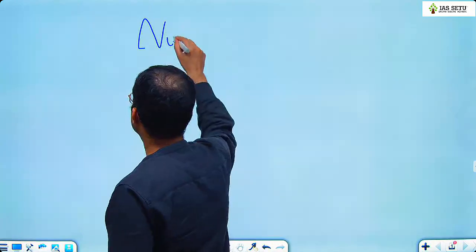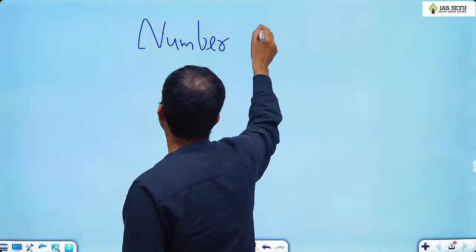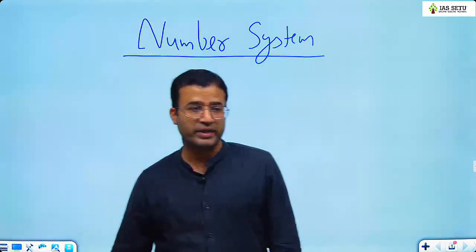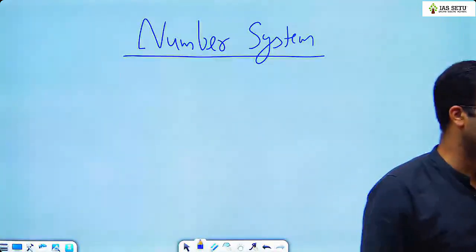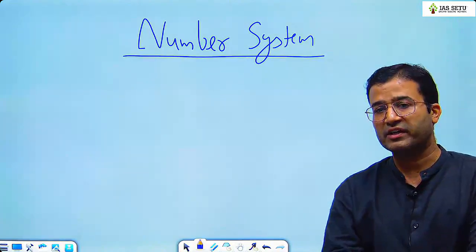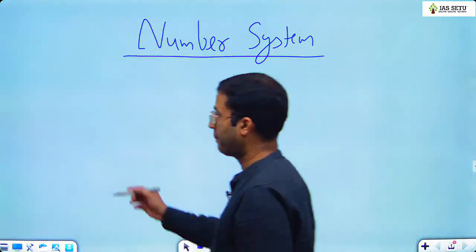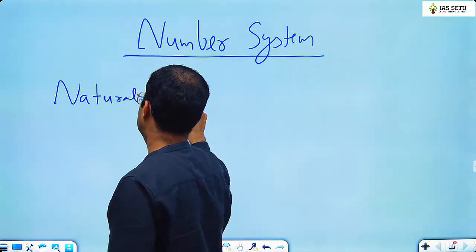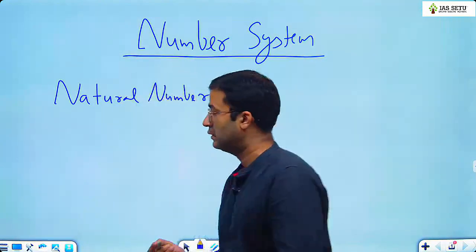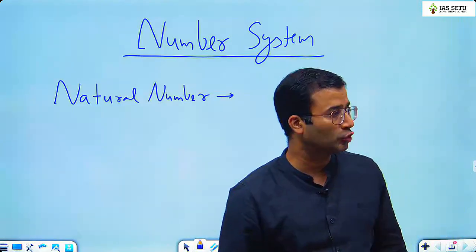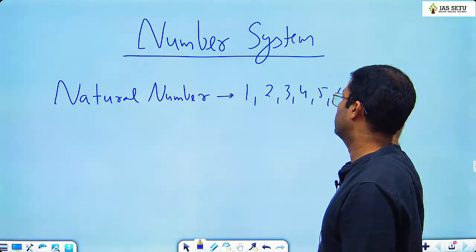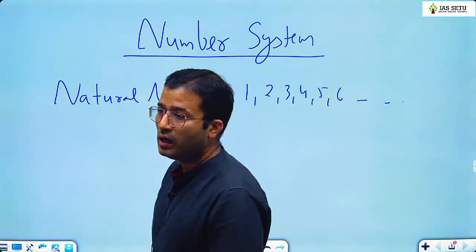Okay, so we start with number system. Basic, mainly 6th, 7th, 8th standard. The very basic unit we have is natural number, that all of you know, like 1, 2, 3, 4, 5, 6. These are natural numbers. Next is whole number.